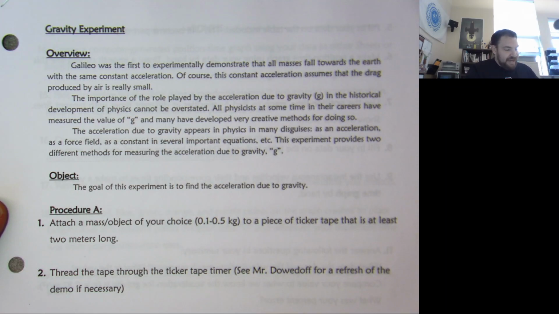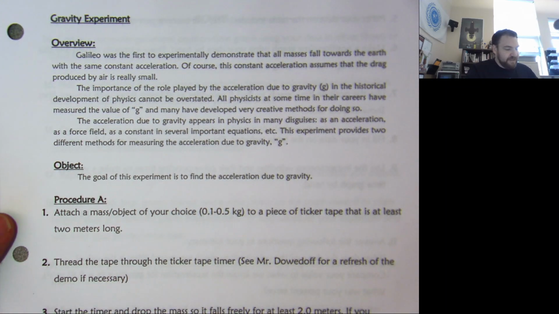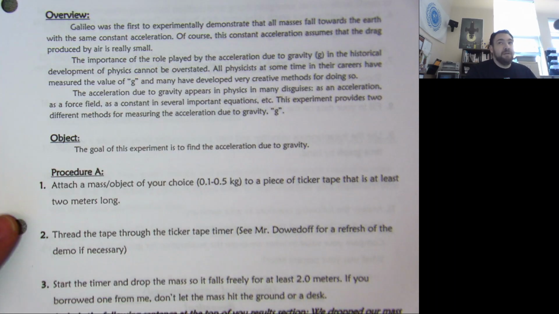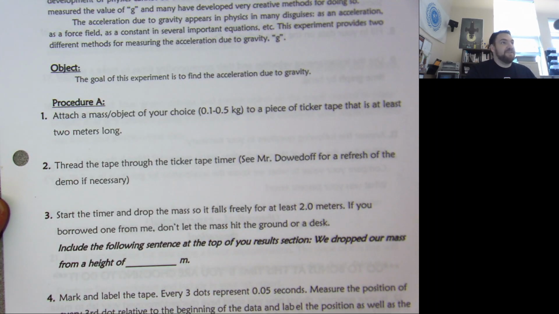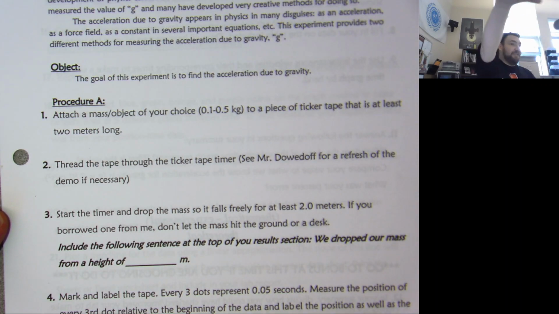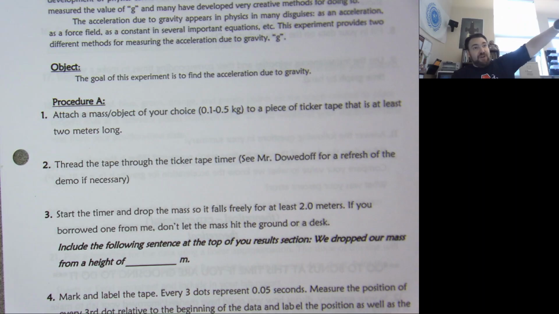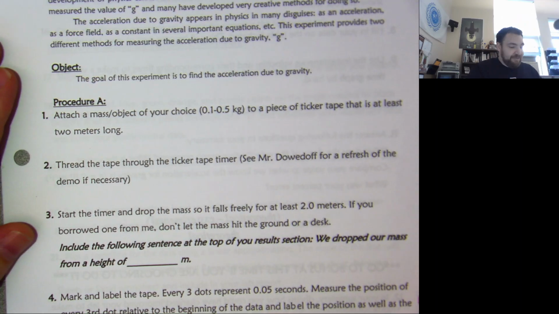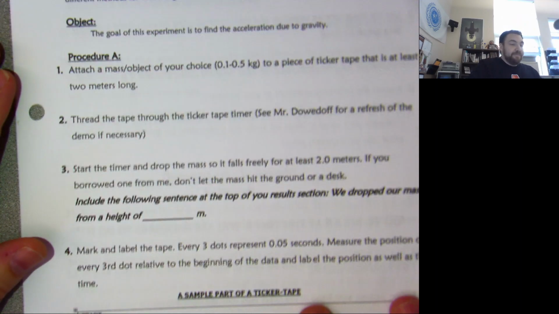So what you're going to have to do is drop that object attached to some spark tape from a height greater than 2 meters. Now those spark timers require a source of power, so you're going to have to find an outlet. And I'm not going to restrict you to staying in this room. You can work out there on the couches. You can find a place down the hallway where you've got an outlet high enough to drop from a height of greater than 2 meters.